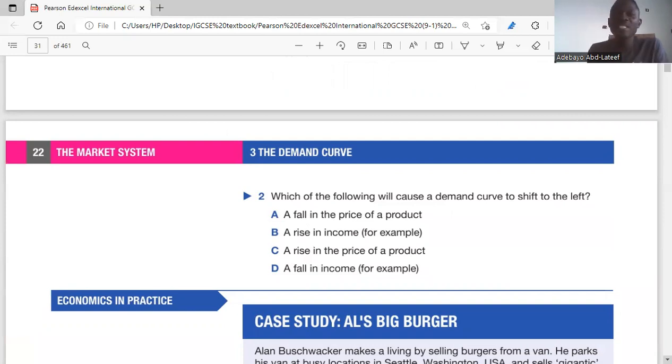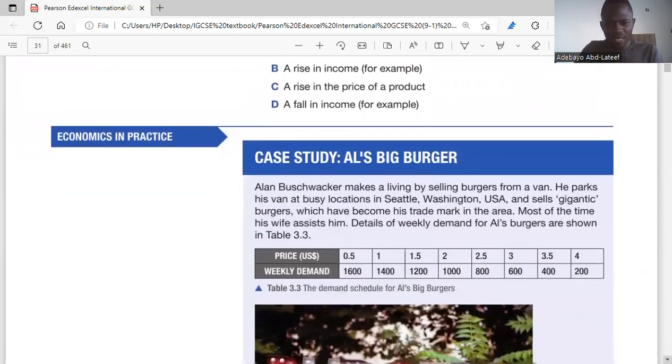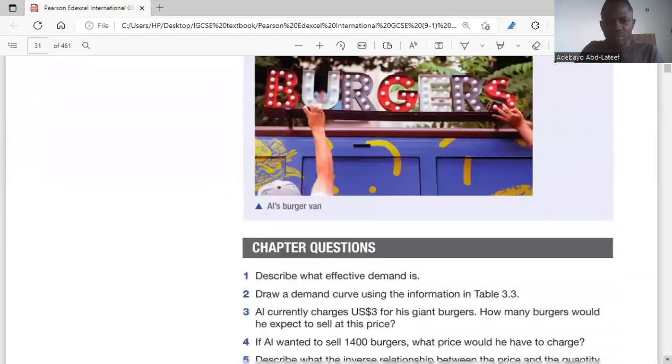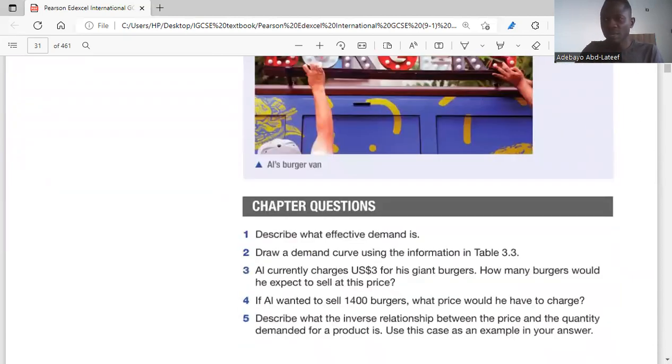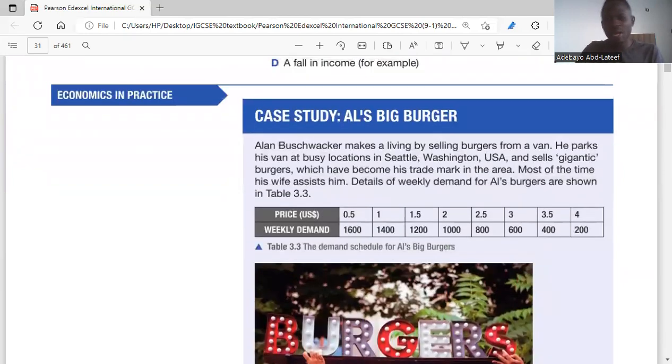D. A shift in demand is as a result of a change in other factors that is not price. Movement in demand will be as a result of price factor. So a change in price could be an increase in price or reduction in price. Change in other factors would lead to a shift in the demand curve, either to the left or to the right. Do you have any question about that? So we have a case study which will be done afterwards. So now I will write the notes, okay?